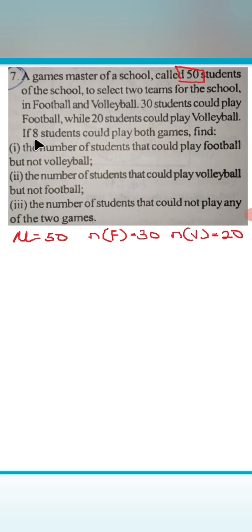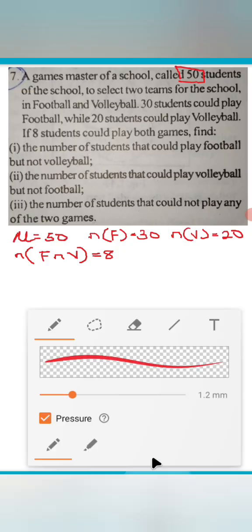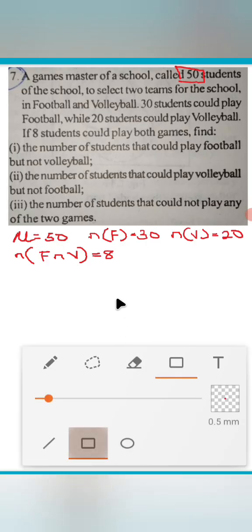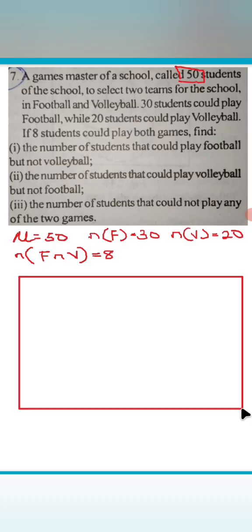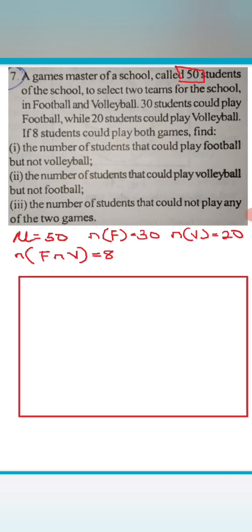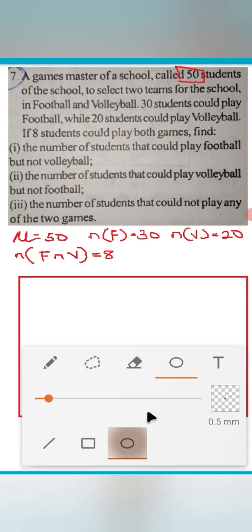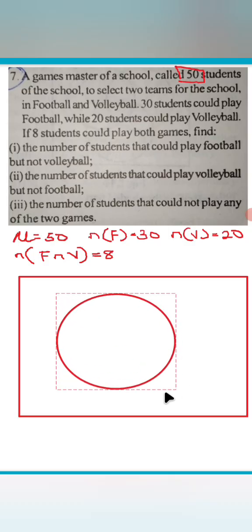And next, we have students that could play both games, which means the number of football intersection volleyball, which is 8. And there is a certain number of students that couldn't play any, but we don't care about that for now. So let's have the Venn diagram for this. The Venn diagram will have a rectangle. Then since we only have two instances, the volleyball and the football, we are just going to have two circles.